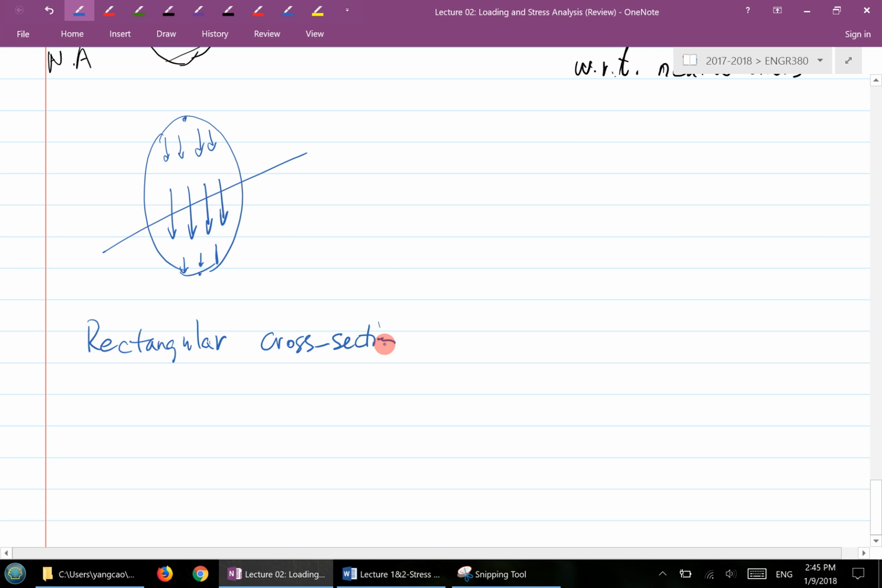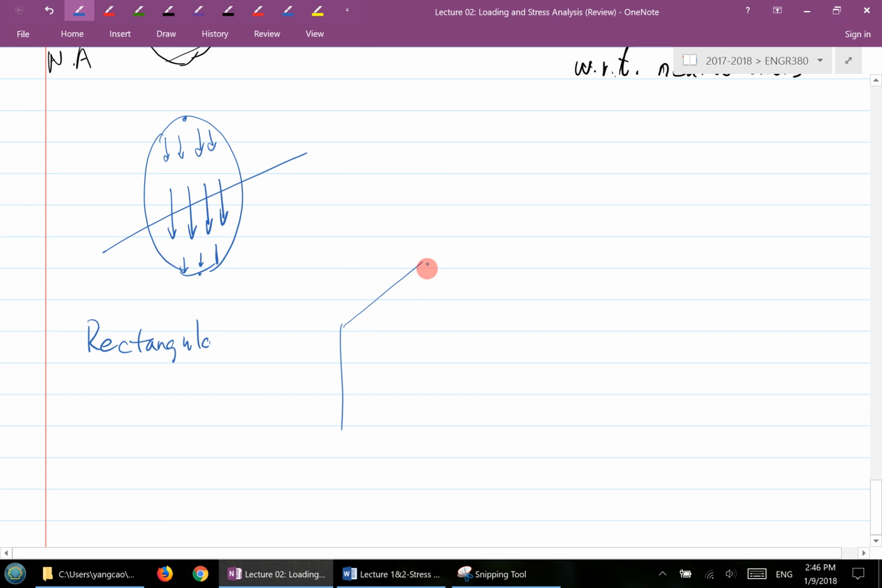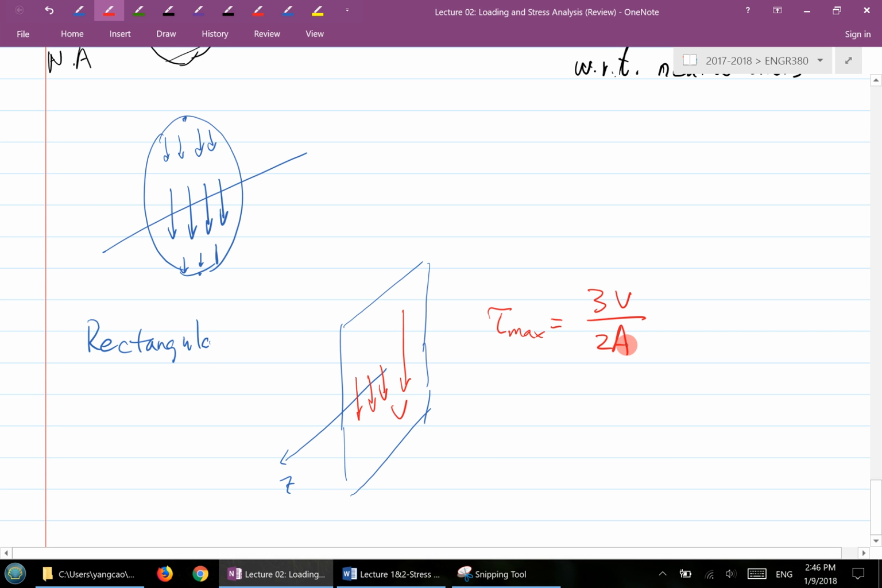Rectangular cross-section basically means you have a cross-section like this. And here's your z-axis, the neutral axis. And then you have a shear force V applied at this cross section, and you know the maximum shear stress is at the neutral axis location. Your tau max on this cross section for a rectangle is 3V over 2A. Is that good?